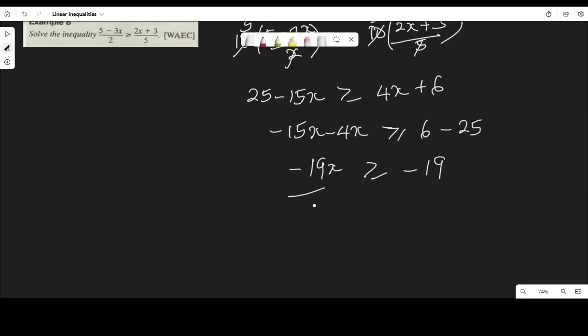Divide both sides by -19, so we can get rid of this -19. Now remember that whenever we divide by a negative sign, the sign of inequality will change. So instead of greater than or equal to, it becomes less than or equal to. Now -19 divided by -19 is 1. So s is less than or equal to 1.